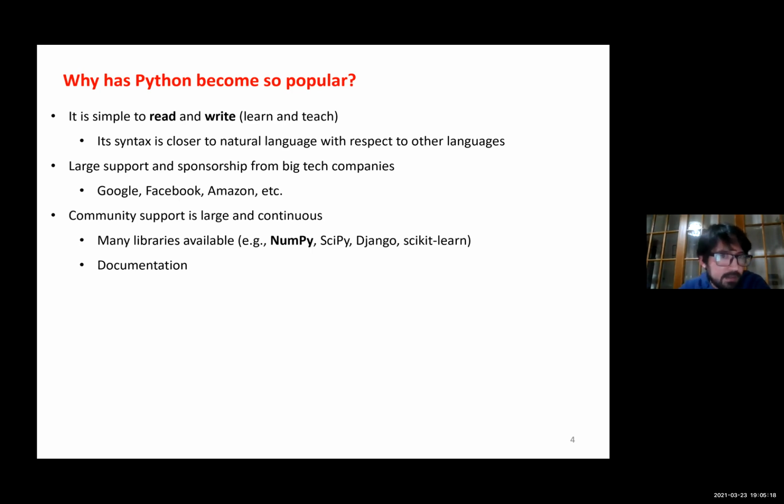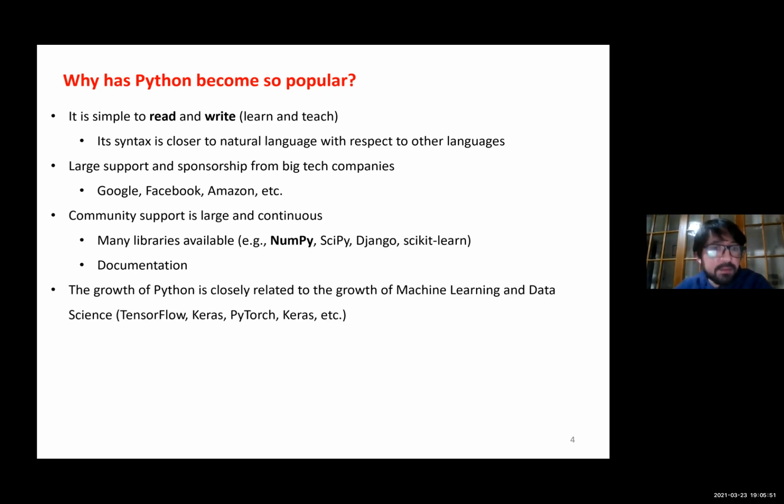One of them is NumPy, which has become the standard to do scientific computing in Python and in general in data science. And then we have SciPy, we have Django, we have scikit-learn. There are a lot of libraries that have been developed in Python. And along with the fact that you have a lot of libraries, the fact that it has large community support makes the documentation always up to date, always available.